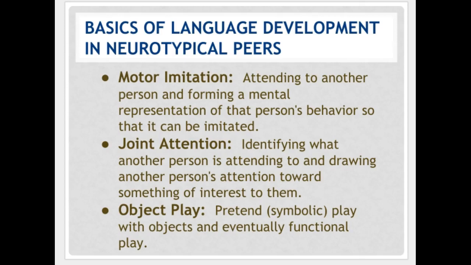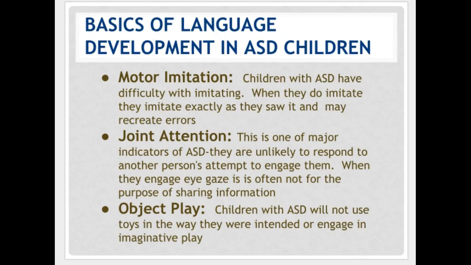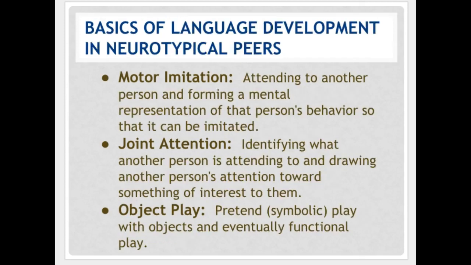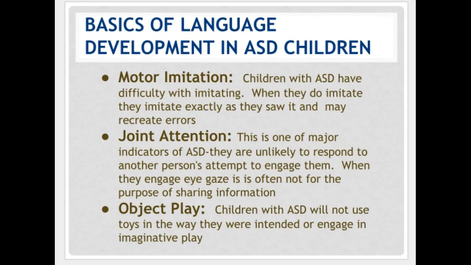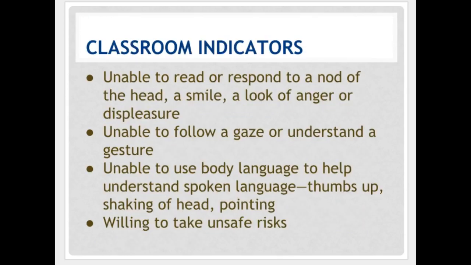So children with autism have difficulties with that, as you can see in this next slide. They have difficulty imitating. They create errors because of that. Their joint attention is one of the biggest indicators that we have in little ones that there might be autism happening, because we notice the eye gaze right away. And then object play, as I mentioned. So where we see neurotypically, these are the things we're looking for. This is what we see in kids with autism.